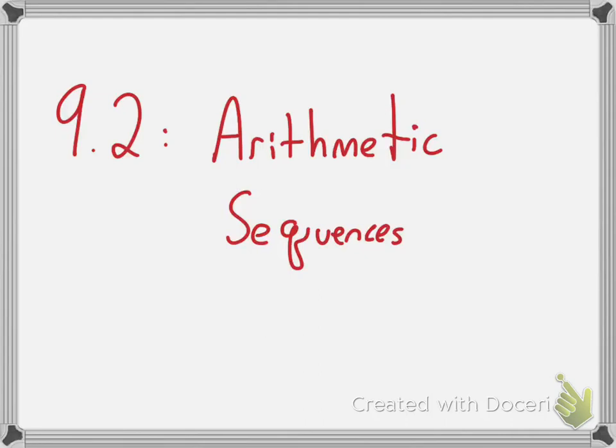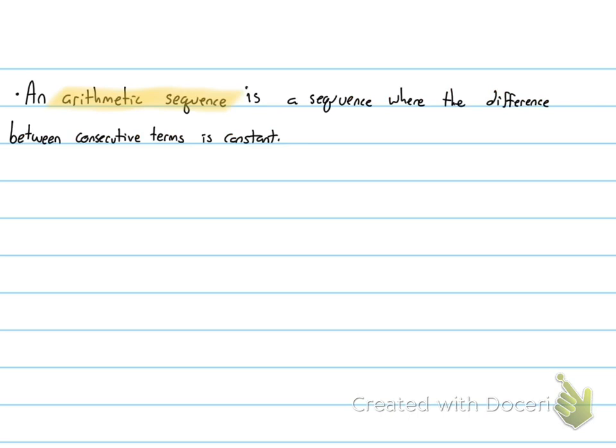In section 9.2, we're going to be learning about arithmetic sequences. An arithmetic sequence is a sequence where the difference between consecutive terms is constant. The main thing that you want to take away from this is that an arithmetic sequence is where you're adding the same number every time, or subtracting, which would just be adding a negative number. We call that common difference D.